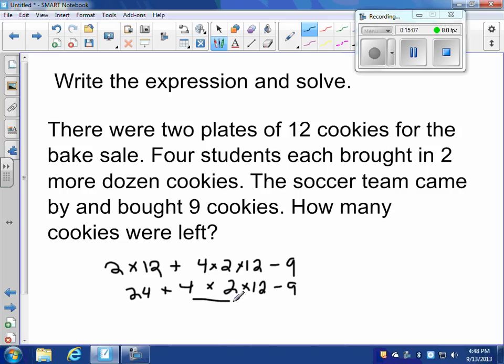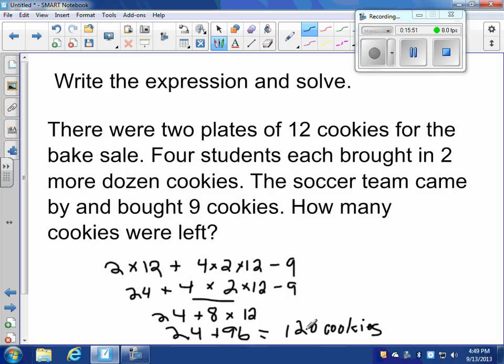So next, we would take 4 times 2 to get 8. Next, I'm going to do 8 times 12 to get 96. And then 24 plus 96 is going to give me 120 cookies. Oh, I forgot minus 9.